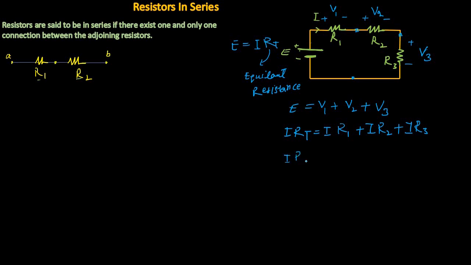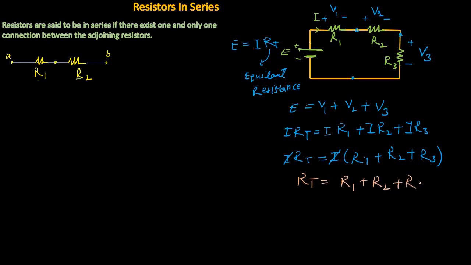So I times RT is equal to, since I is common on this side, taking I common, we get R1 plus R2 plus R3. So I will cancel I, and the resulting equation becomes RT equals R1 plus R2 plus R3. And this RT is basically the equivalent resistance of the series combination of the network.